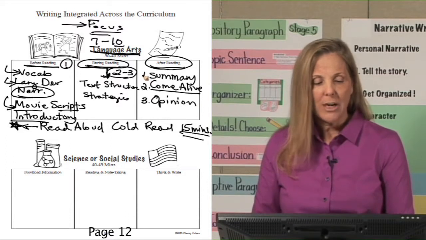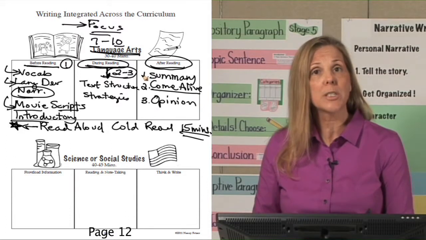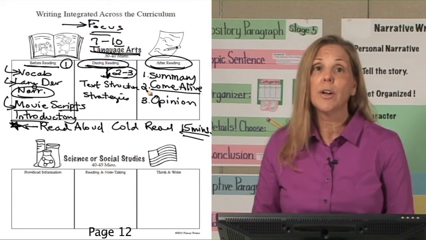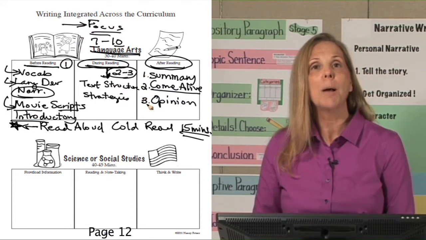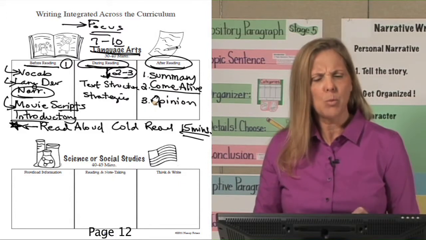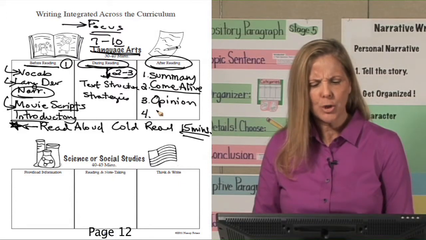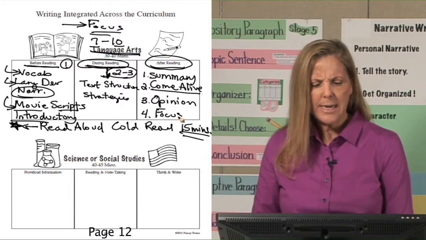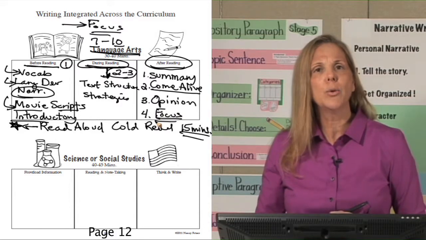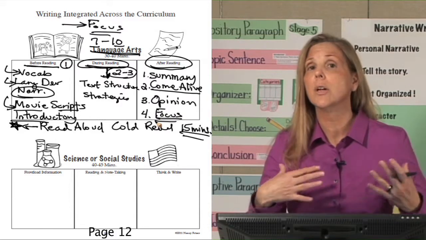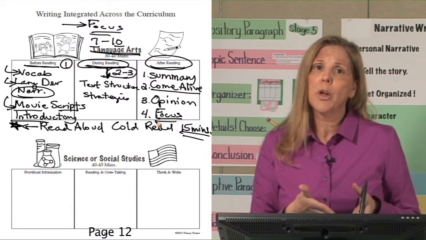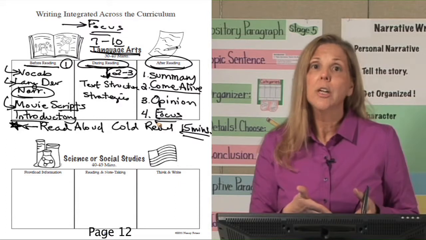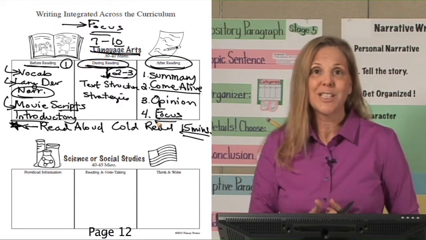Notice we're having our informative explanatory writing with summary writing, we're working on our narrative with the Come Alive as well as the movie script, and we're having opinion writing. The last thing I want to show you is your focus skill. Many times you will have a focus skill like compare, contrast, cause, effect, fact, and opinion. So you also want to have that connection to writing, which we'll address in this book as well.